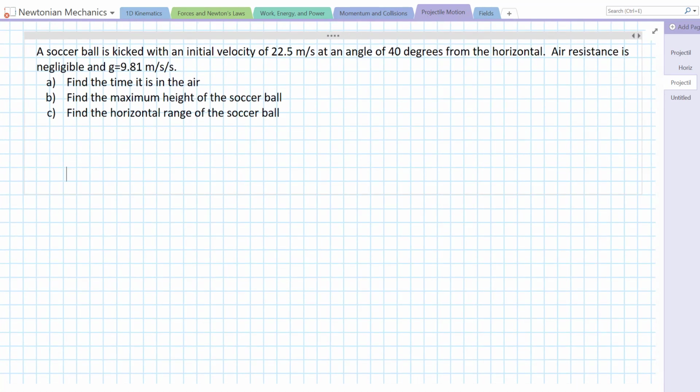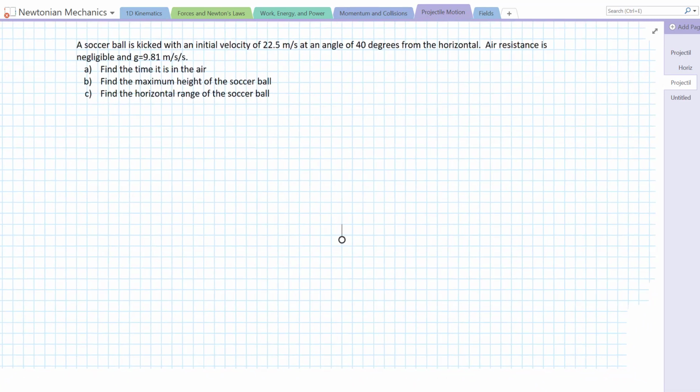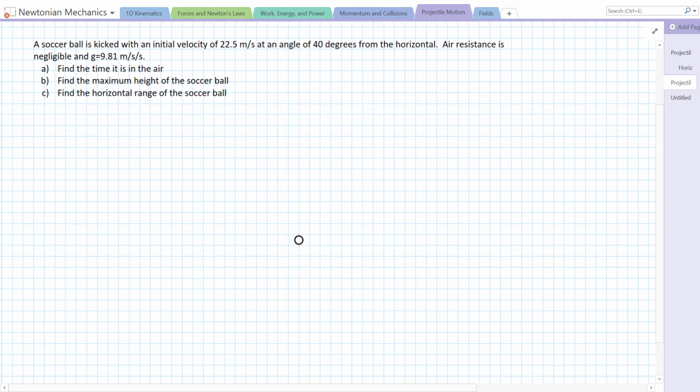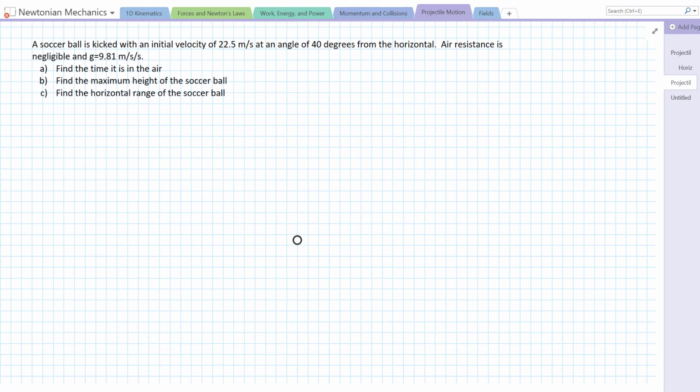A soccer ball is kicked with an initial velocity of 22.5 meters per second at an angle of 40 degrees from the horizontal. Air resistance is negligible and g equals 9.81 meters per second squared. A, find the time it's in the air. B, find the maximum height of the soccer ball. C, find the horizontal range of the soccer ball.